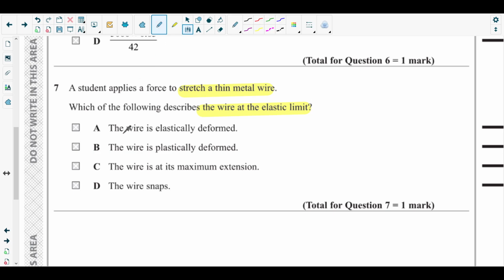Okay, so option A says the wire is elastically deformed. Definitely this one, because till the elastic limit, if you deform a body, it is elastically deforming. So A is the answer. Why not B? B says plastically deformed. Definitely it's not, because till the elastic limit, the material will always get deformed elastically. The wire is at its maximum extension. No, it will be at the maximum extension at the breaking point, right? D says the wire snaps. No, at the elastic limit, the wire never snaps. The wire snaps at the what? Breaking point. So A is the only correct answer.